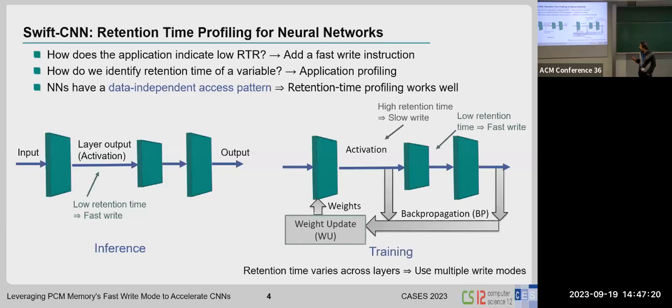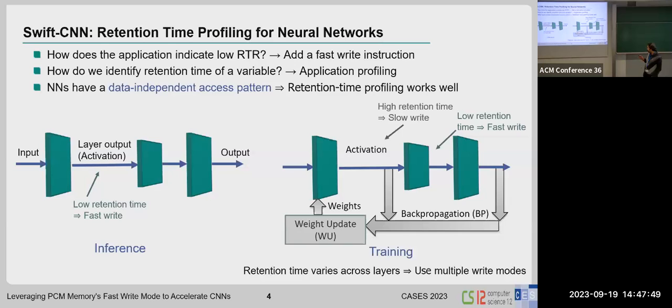Even in training, we can use fast and slow write modes. In training, we have a forward pass, and outputs generated during the forward pass are used during the back propagation to calculate the weights. So in such a scenario, weights for the output layers are calculated first, and weights for the input layers are calculated at the last.